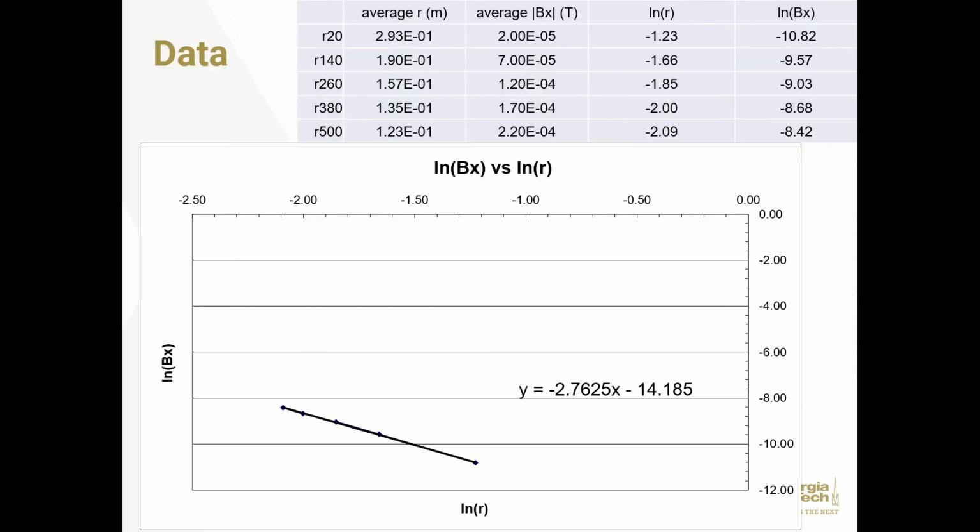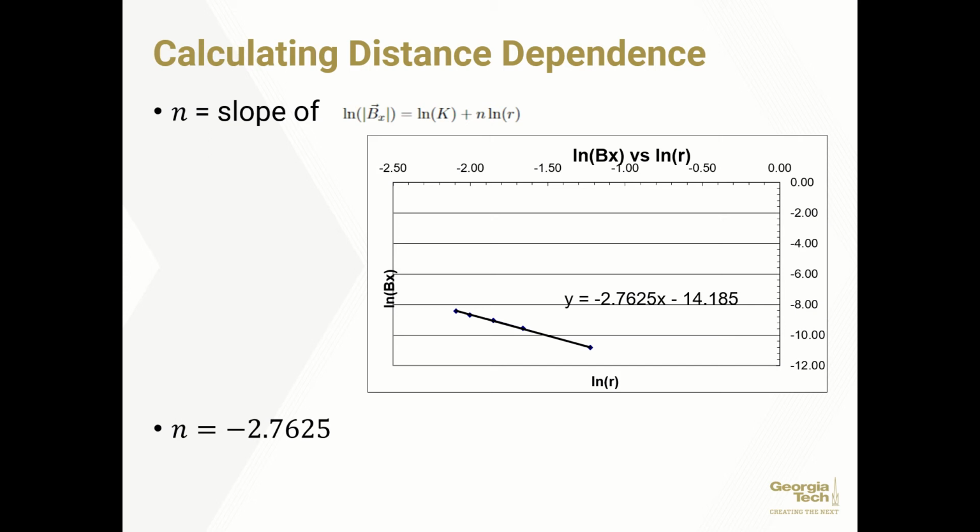To obtain data, I recorded average distances that the magnet had to be from the phone to produce an absolute value of the X component of 20, 140, 160, 260, 380, and 500 micrometers. This resulted in the following graph. This graph was then used to calculate the distance dependence and the magnetic moment. The slope of this graph, which is the ln of the magnetic field in the x direction equals the ln of k plus n ln of r, is the distance dependence.